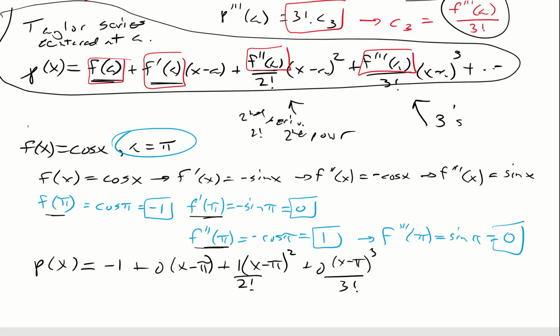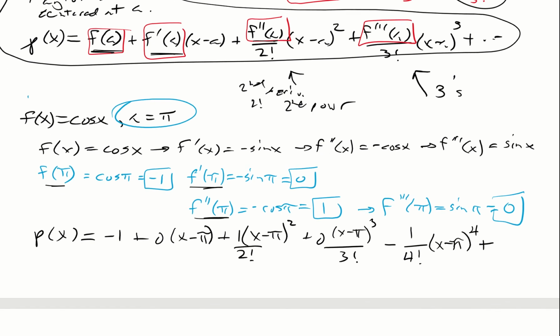But you can actually fill in the blanks. You go, well, the next one, I think it repeats, doesn't it? Yeah, it goes back to this guy. That's because it's cosine. So you get a minus 1 over 4 factorial, and then x minus pi to the 4th, and then plus, and on it goes. Okay, so let's clean it up a little.